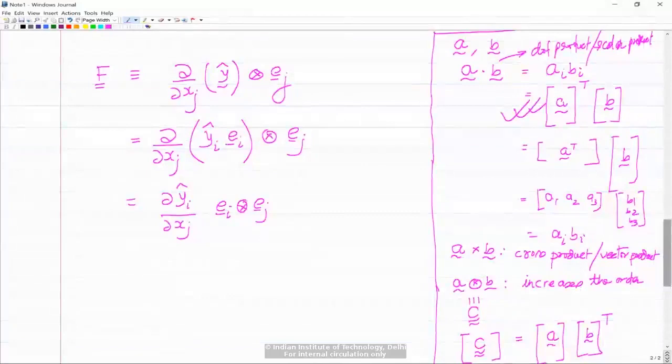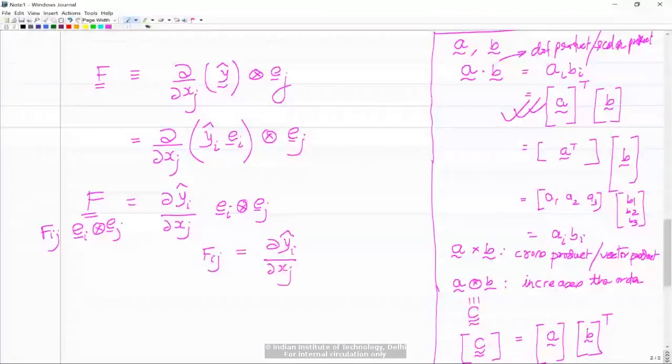Anyway, so this is your F, and if you write it as Fij Ei tensor product Ej, then you can very easily correlate and see that Fij is actually del yi hat over del xj, isn't it? So that's the component of the deformation gradient tensor. And this component is in the E1, E2, E3 coordinate system, okay?